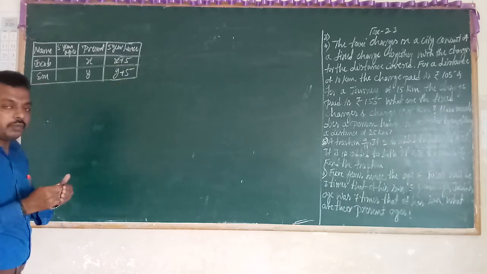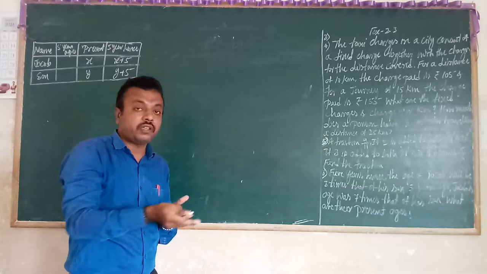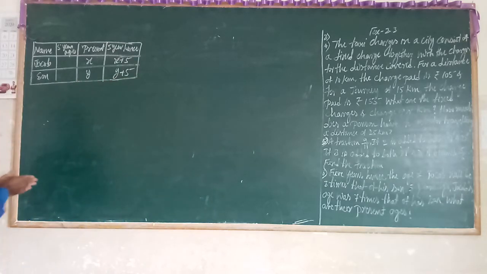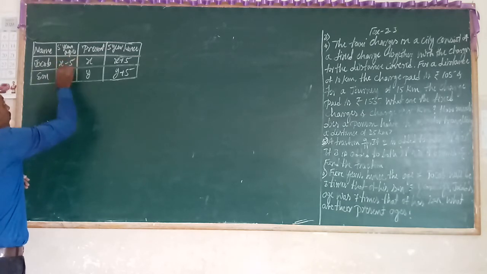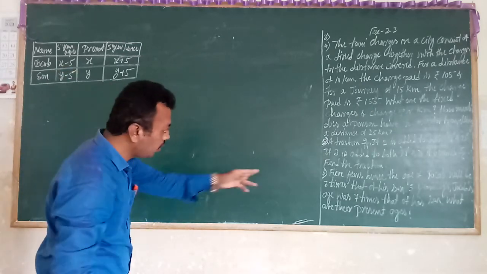Correct? Suppose Jacob's age is 10 years and his son's age is 10 years. After 5 years, it is 15 years. Like that, we have to add 5 years. And then for 5 years ago, we have to subtract 5: x minus 5 and y minus 5. Next, students, come to the question.